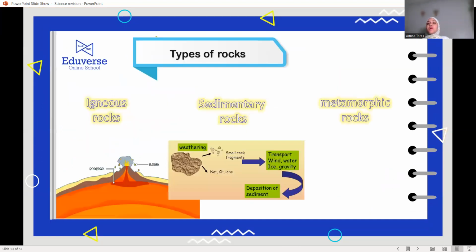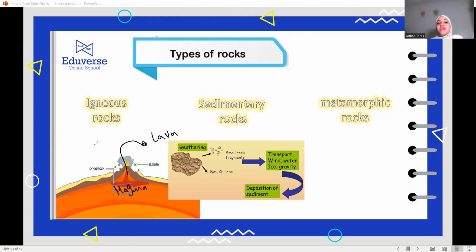Now let's talk about the types of rocks. First, we have igneous rocks. What is igneous rock? Let's first talk about something. We have here in the volcano, magma. I'm going to change the color. Here we have magma. And when the magma goes out, this is called lava.